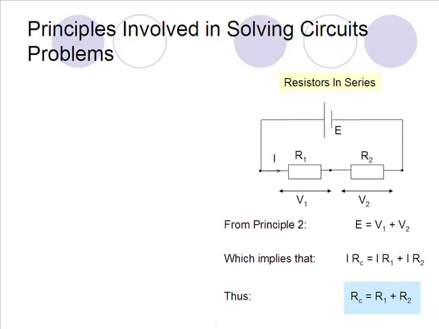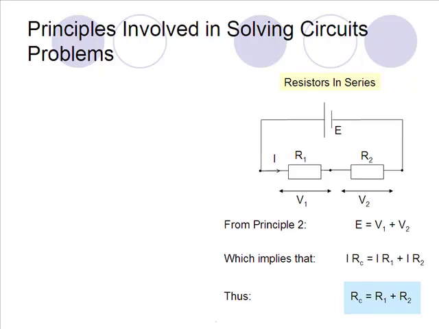For series we are going to use principle number 2. There are 2 resistors in series, and we know that by conservation of energy, the potential rise must be equal to the potential drop, so E equals V1 plus V2. Now you want to find the effective resistance of R1 and R2. Let's call the effective resistance RC. That means replacing these 2 resistors by 1 resistance.